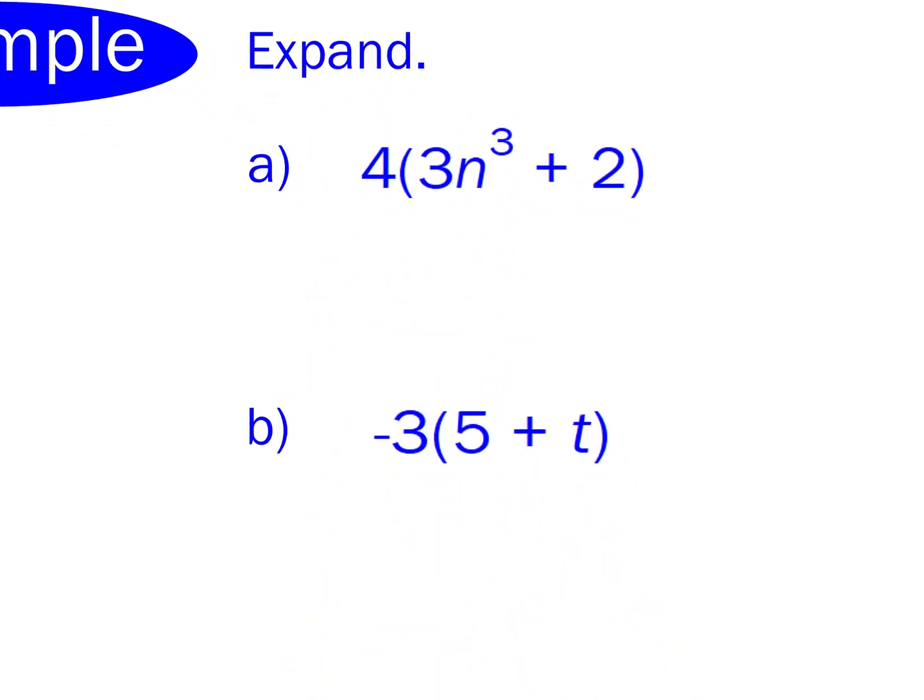So let's do some examples. Let's go ahead and do 4 times 3n cubed plus 2. So what we're going to do is we are going to take 4 and we're going to multiply it by 3n cubed. So that's 4 bracket 3n cubed plus, then we're going to take that same 4 and multiply it by 2. 4 times 2.